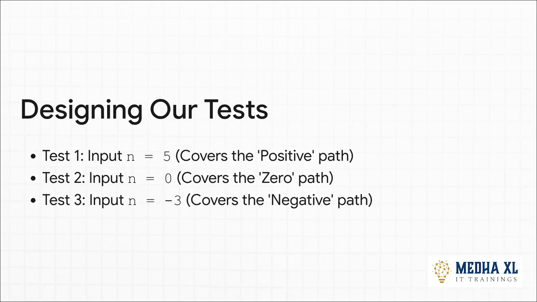So to test this thing properly, we have to design specific tests to make sure we open every single one of those doors. For that positive path, we could use a number like 5. For the 0 path, it has to be 0, obviously. And for the negative path, something like -3 will do the trick. Boom. With just those 3 tests, we've made sure we've walked down every single road inside our function.